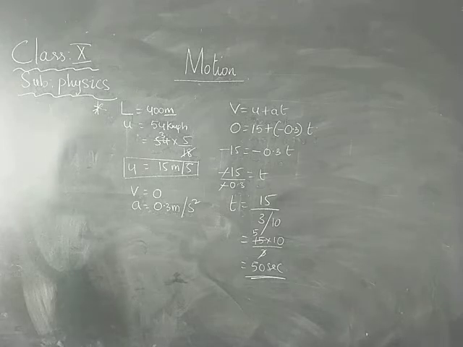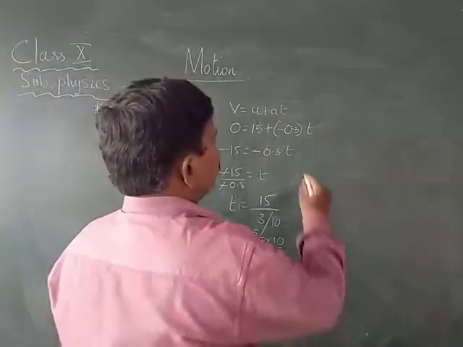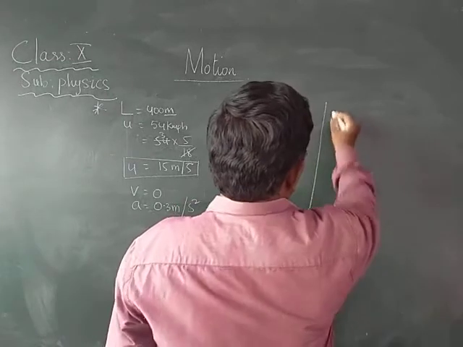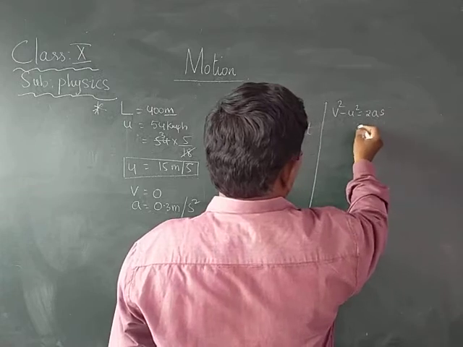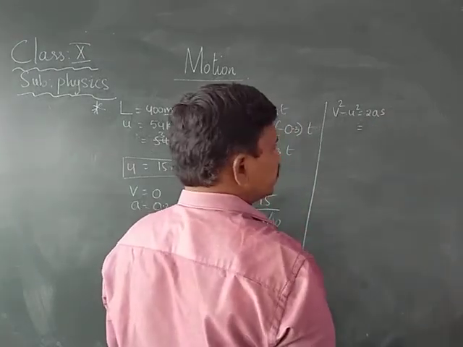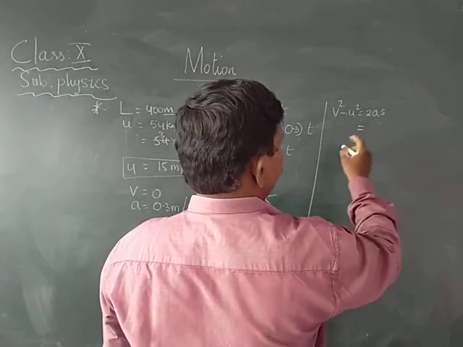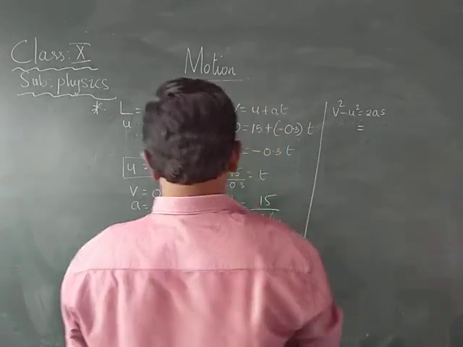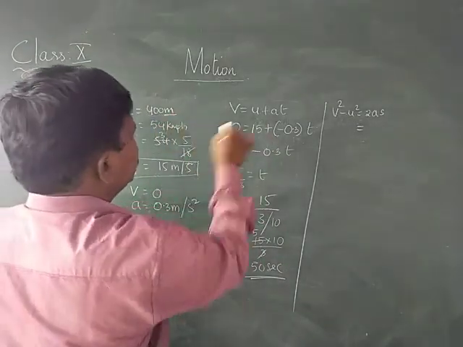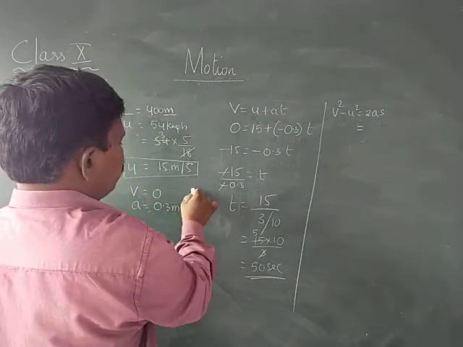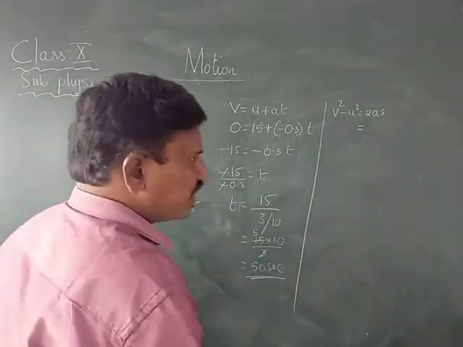Next, how much distance is it covering after that? Therefore, for that we will use the formula v square minus u square is equal to 2as. That means after the brakes are applied, how much distance is the train traveling? By using this formula we can find out the distance.